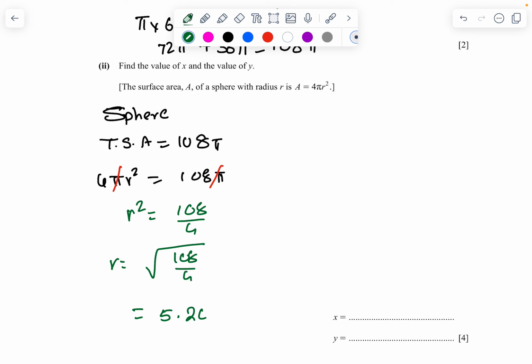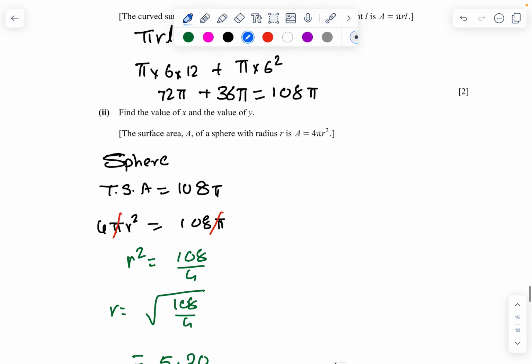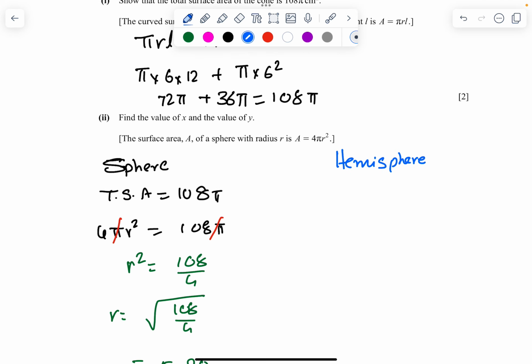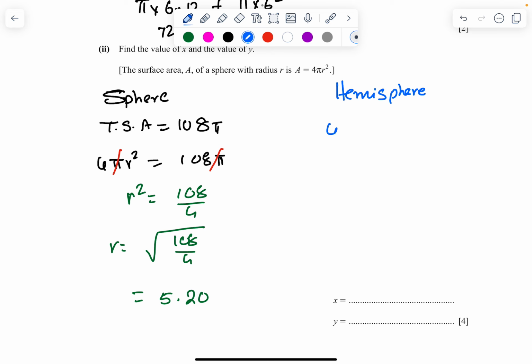5.20. Now for the hemisphere. For the hemisphere, what is this? I'm going to take it out. 4 pi r square divided by 2 plus circle pi r square should be equal to 108 pi.